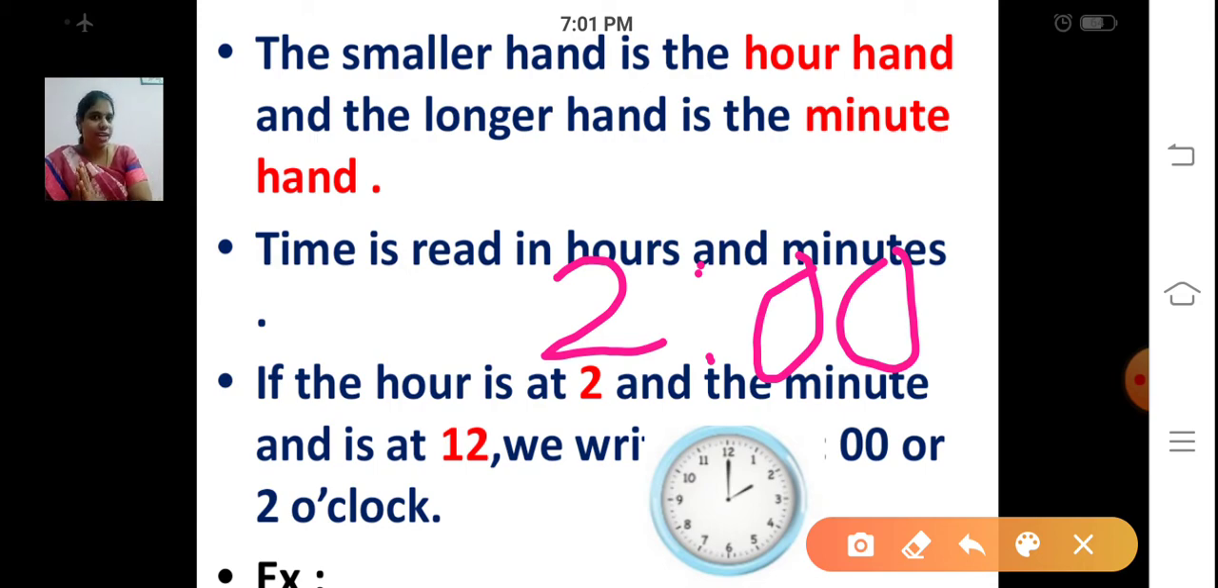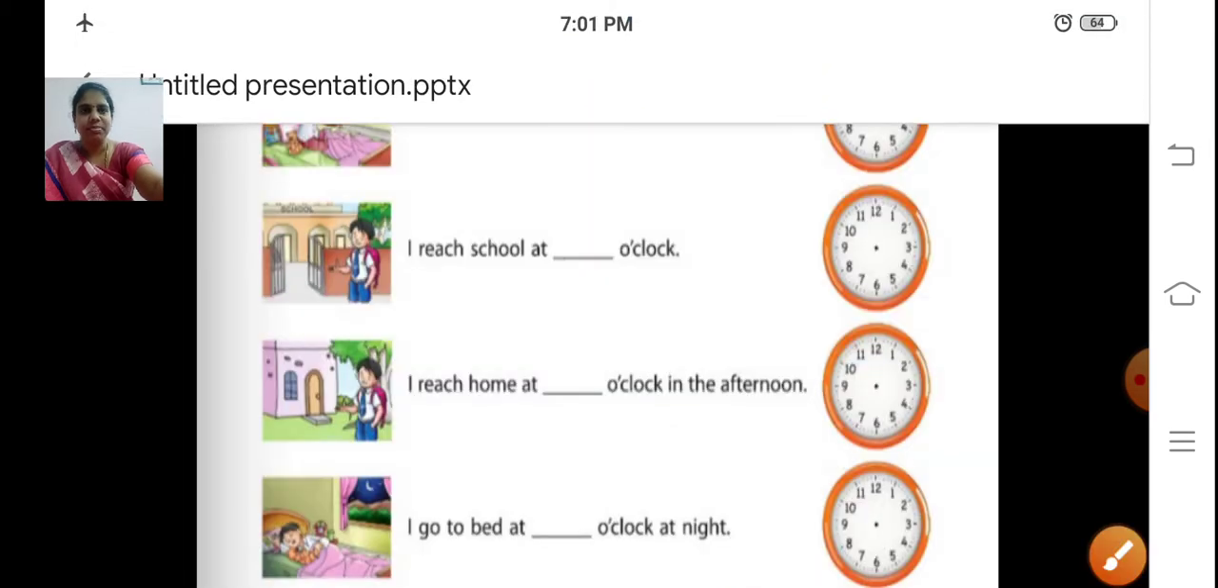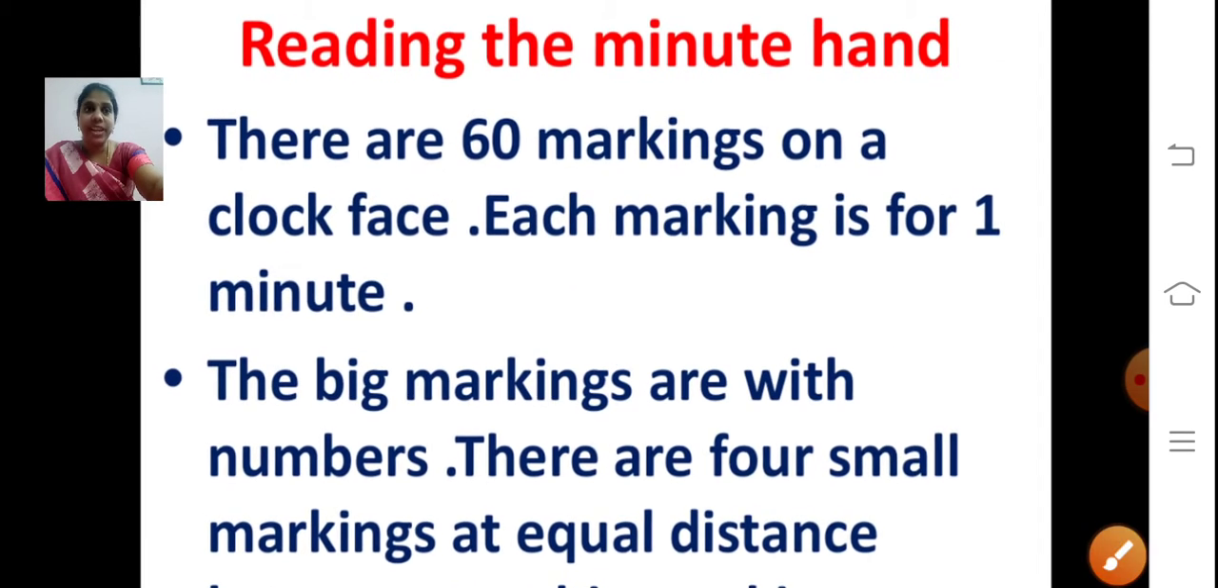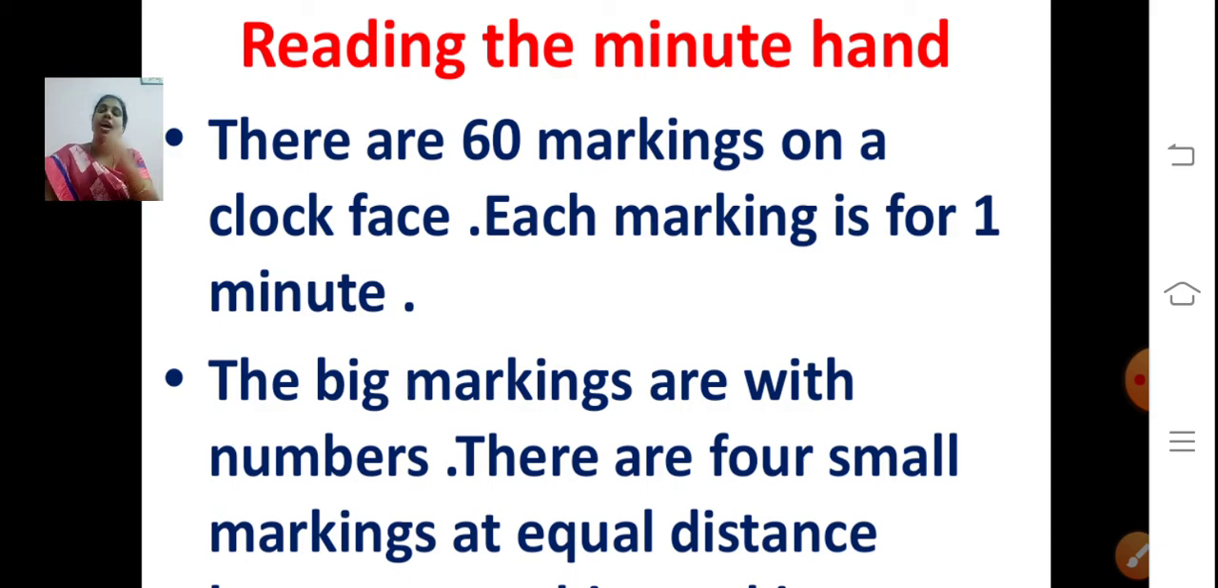So you know how to see the time if the minute hand is at 12. Now if the minute hand comes to 1, 2, 3, how to calculate that, we are going to see today. We know if the minute hand is at 12, that is 00, right? Now if the minute hand is at say 1, 2 or 3, how to calculate the minutes? That we'll see now. There are 60 markings on a clock face.